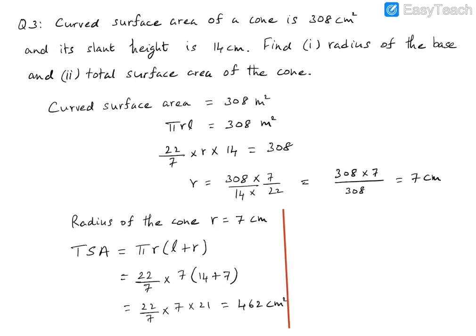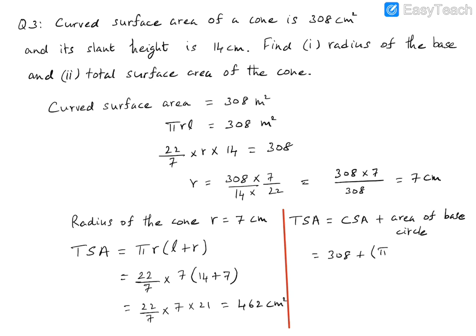So we also know from our previous session, the total surface area is equal to the curved surface area. Curved surface area, we write that as CSA, C for curved, S for surface, A for area. So the total surface area equals curved surface area plus area of base circle. The area of the base circle is pi r square, so that will be equal to the curved surface area as given in the question as 308 plus pi r square.